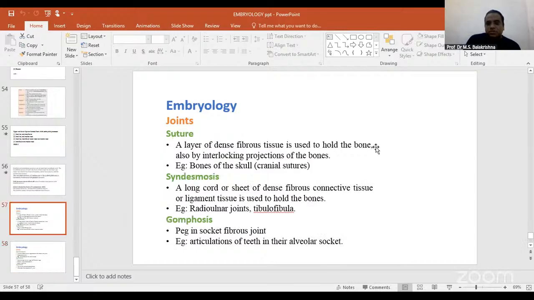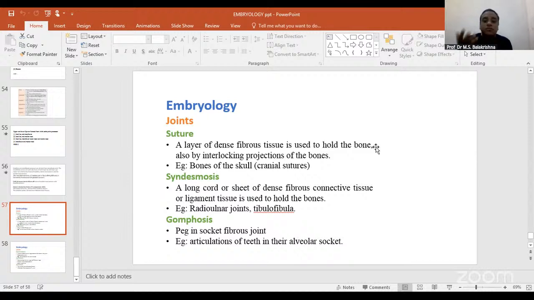syndesmosis. So syndesmosis, it's desmosis, like the periodontal ligament, desmodont. So a long cord or sheet of dense fibrous connective tissue is there in between. Fibrous connective tissue or ligament is there in between. An example is the radioulnar joint, which comes under syndesmosis.